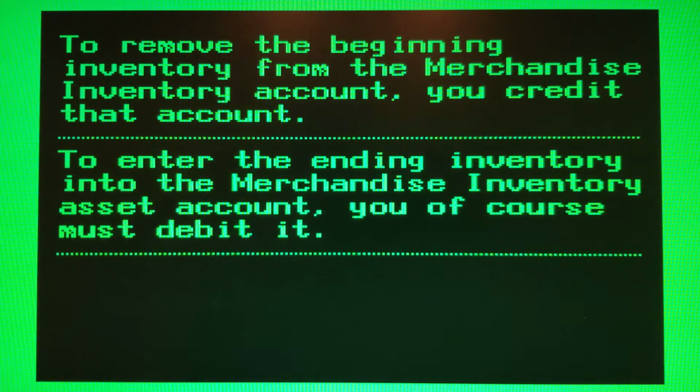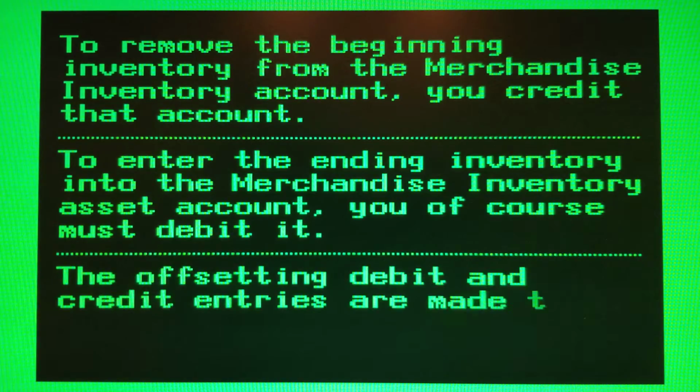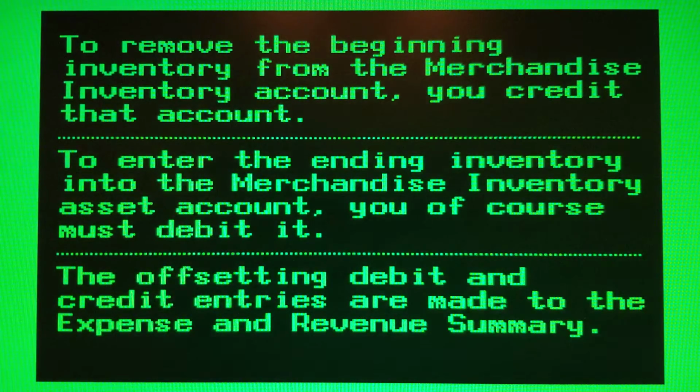To remove the beginning inventory from the merchandise inventory account, you credit that account, and to enter the ending inventory into the merchandise inventory asset account, you of course must debit it. In each case, the offsetting debit and credit entries are made to the expense and revenue summary which you are preparing.